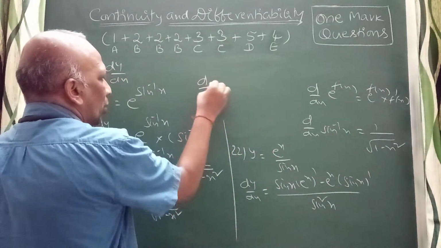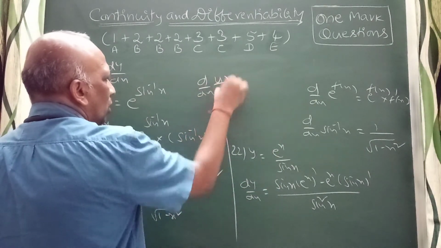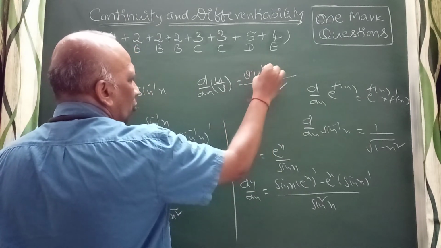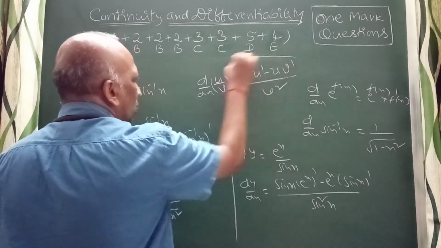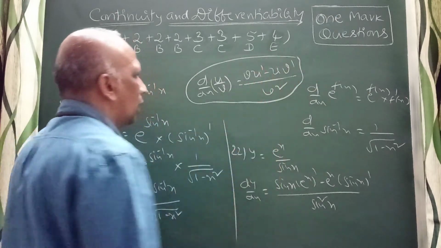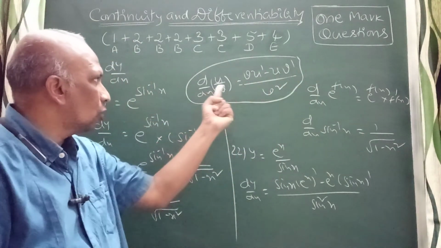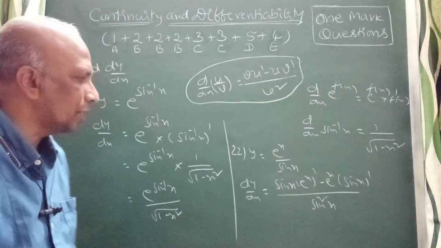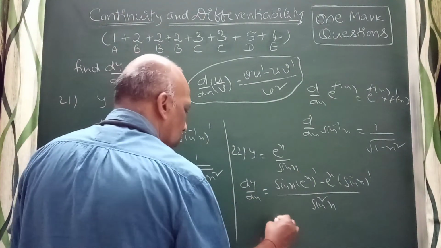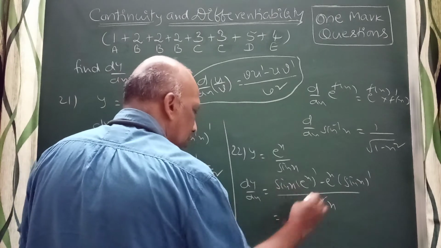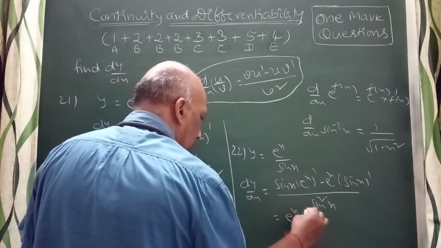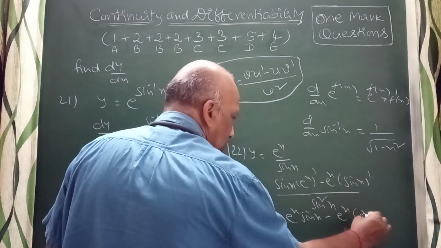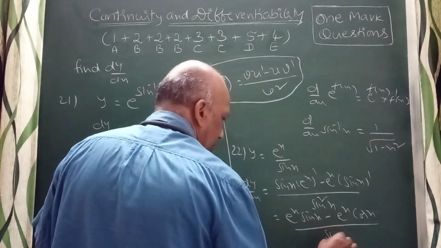When they are talking about d by dx of u by v, think about this one: v square in the denominator, v into the derivative of u minus u into the derivative of v. Correct. Same thing I can write here. The derivative of e power x is e power x only. So I can write here e power x sin x minus e power x into the derivative of sin x, which is cos x, by sin square x.